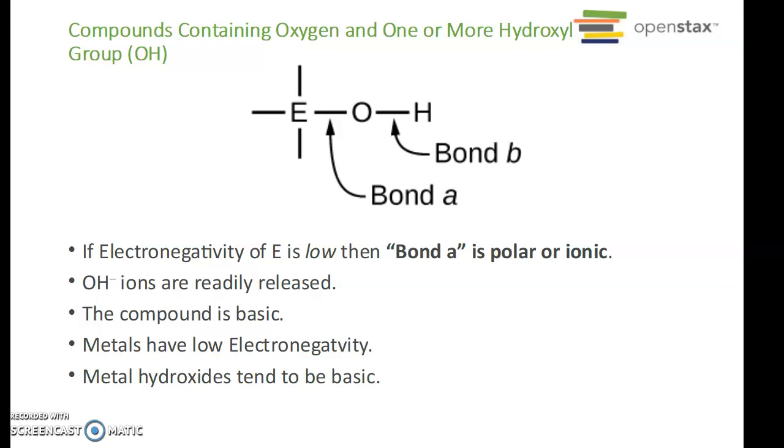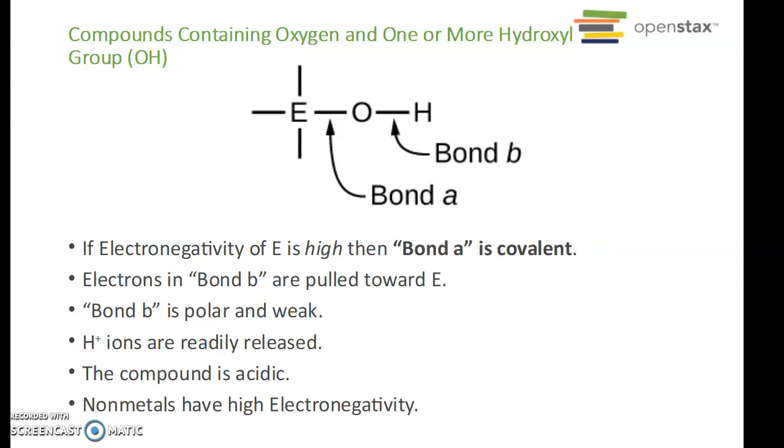If the electronegativity of E is low, then the bond is polar or ionic. When that happens, the hydroxide ion is readily released and the compound is basic. Metals have low electronegativity. Metal hydroxides tend to be basic. That's sodium hydroxide, potassium hydroxide, magnesium hydroxide. All of those are quite basic compounds.